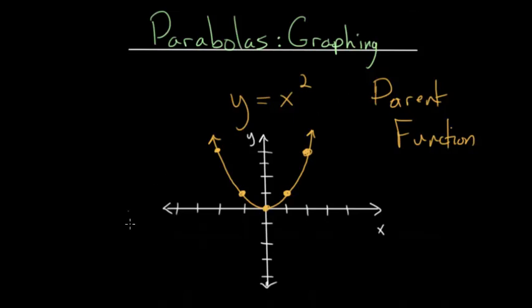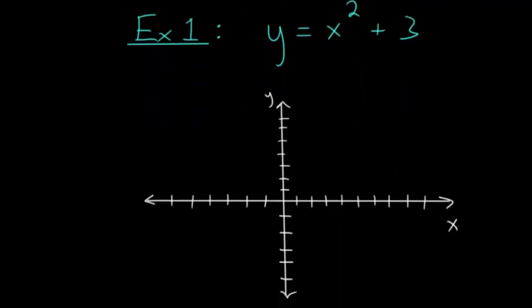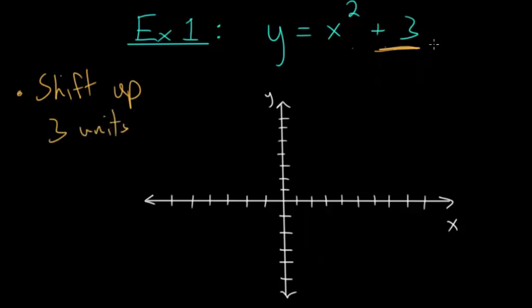So with that in mind, let's start looking at a few different examples. So here we have this first problem where we're essentially taking our parent function and then adding 3 on the outside. And when you add on the outside, what that does is essentially shift everything up or down by whatever many units this is. So in this case, we shift up 3 units. And the way to think about this is essentially each y value is now adding 3 to it.